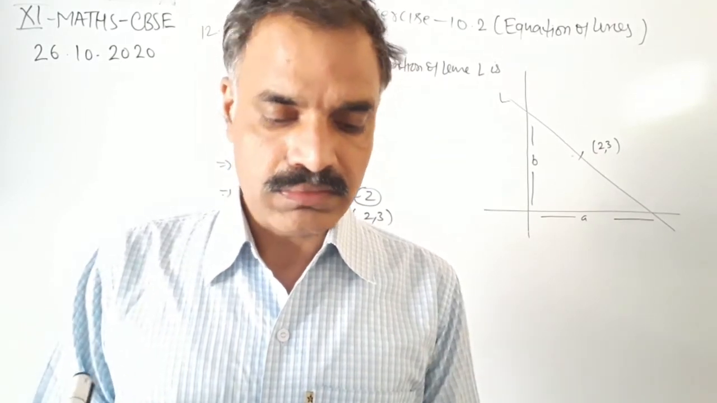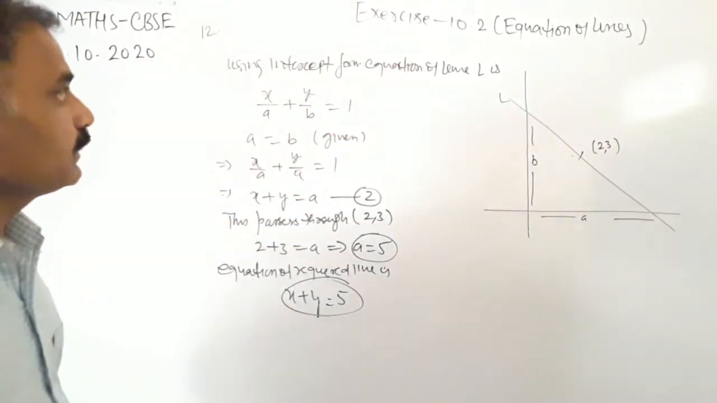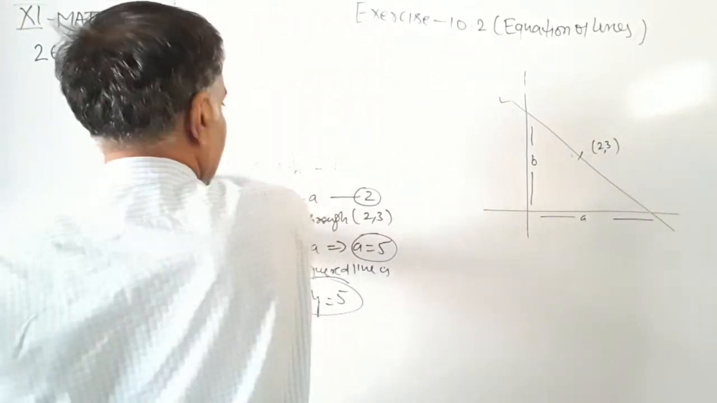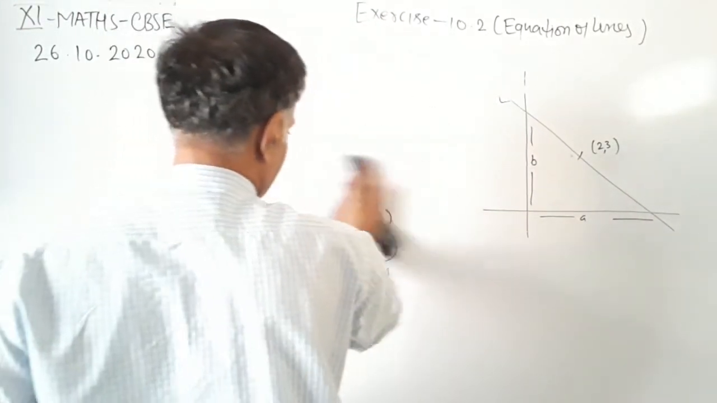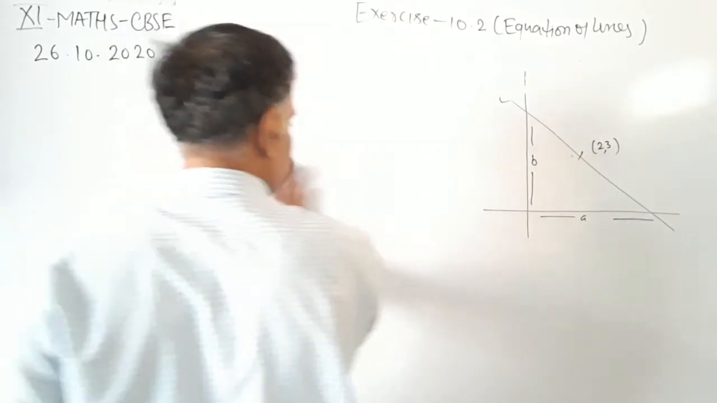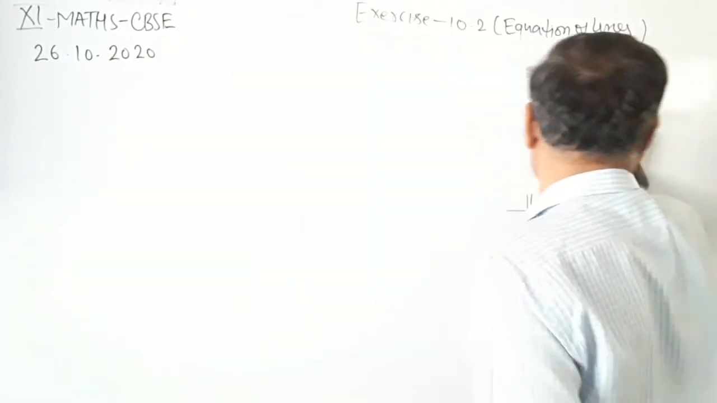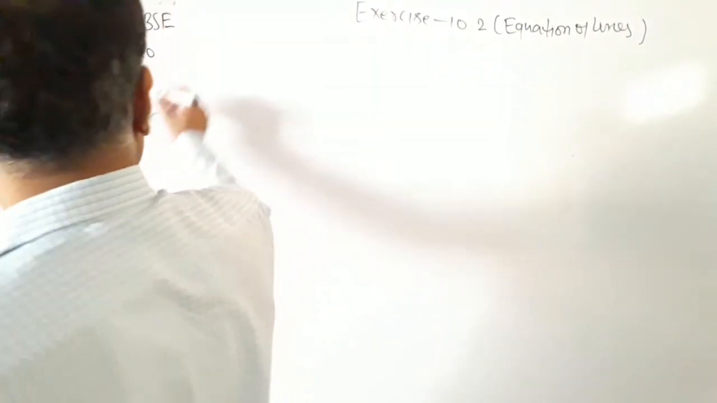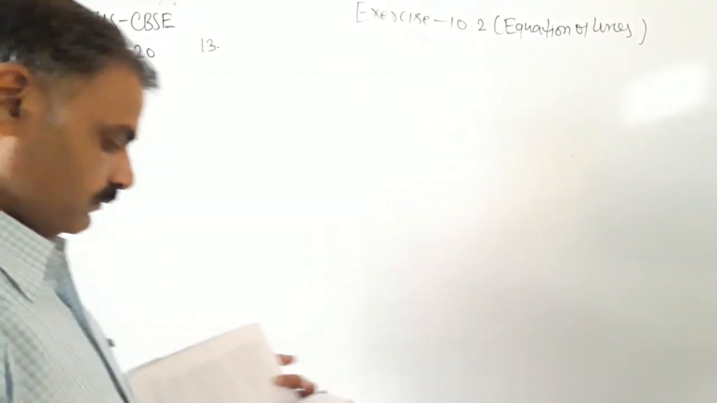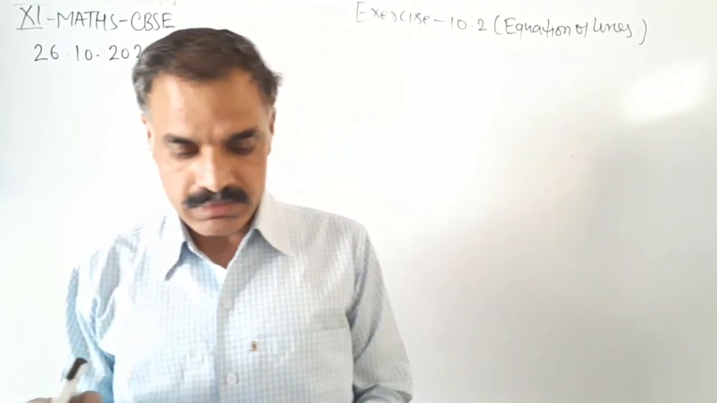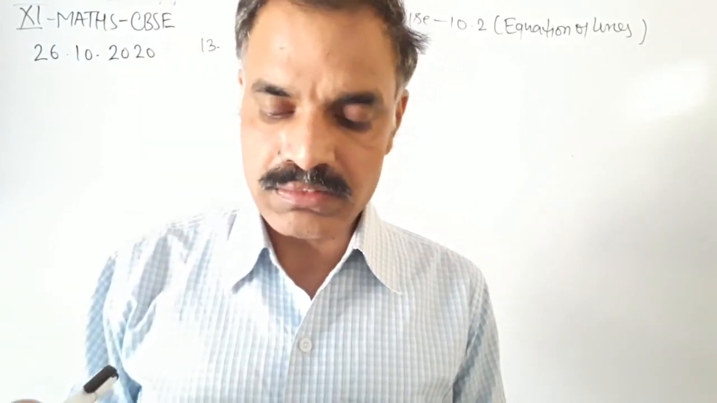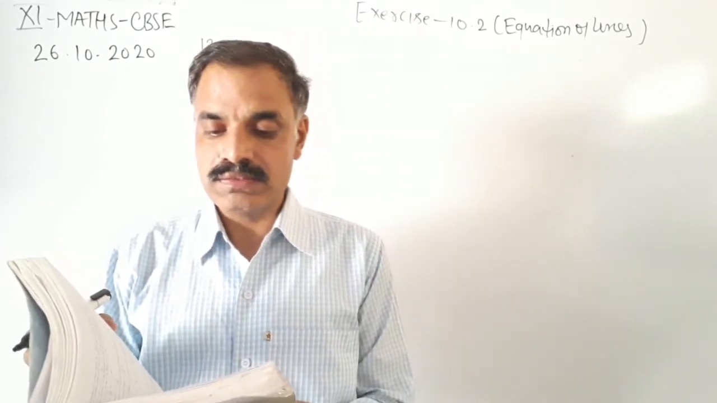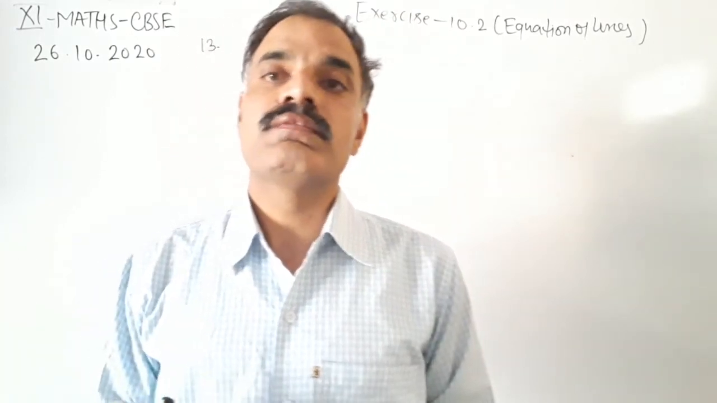Now question number 13. We are also solving question number 13 of the same exercise, and probably this is the last question of today's video. Question number 13 is: find the equation of the line passing through the point 2, 2, cutting off intercepts on the axis whose sum is 9.